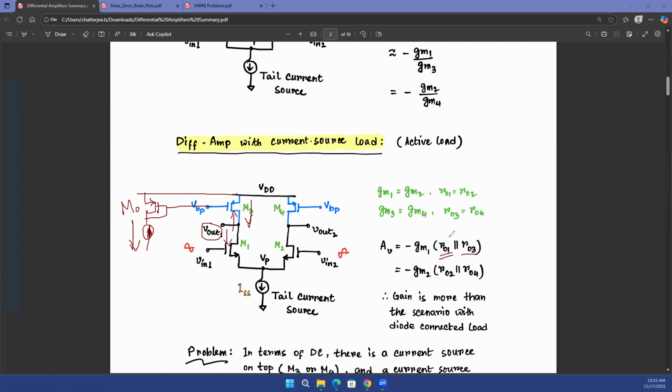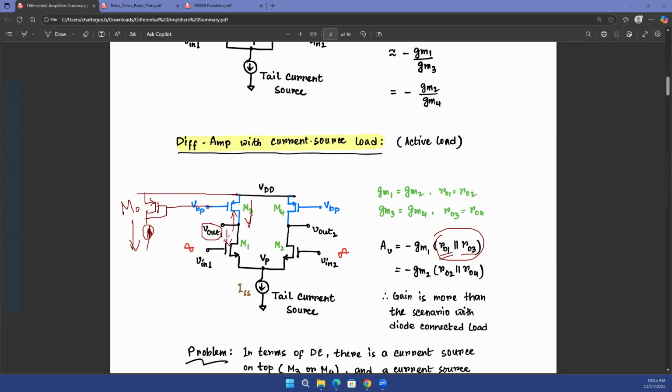So the effective output resistance now becomes RO1 in parallel with RO3 instead of RO1 in parallel with 1 upon GM3, which was the previous scenario. Okay. So just by going from a diode-connected load to a current source-based load, you increase your output resistance, and that means you'll eventually increase your gain.